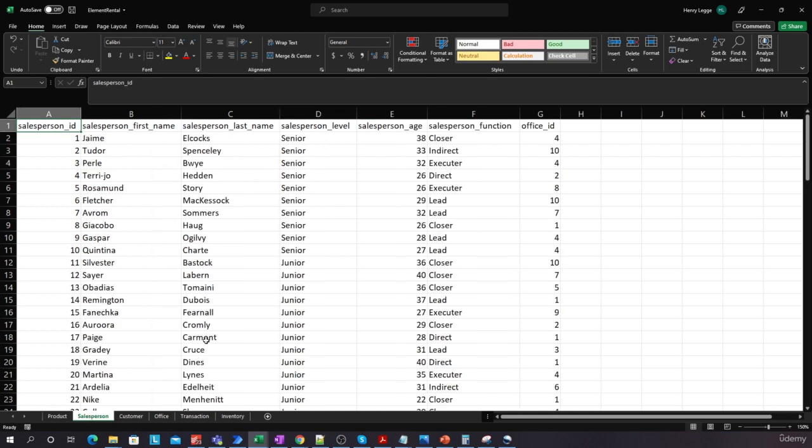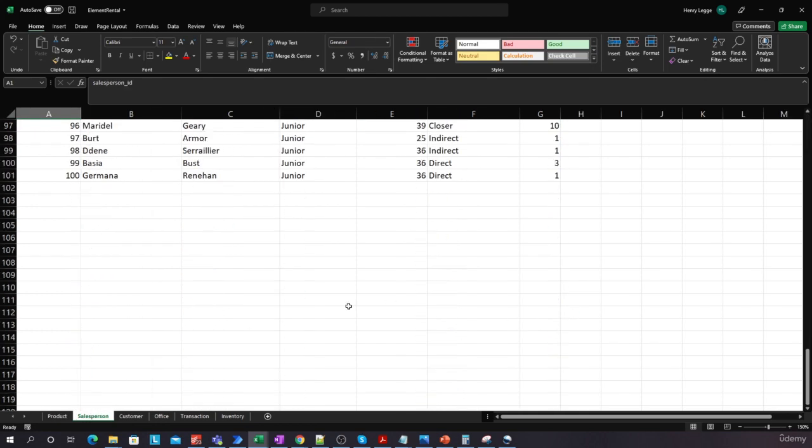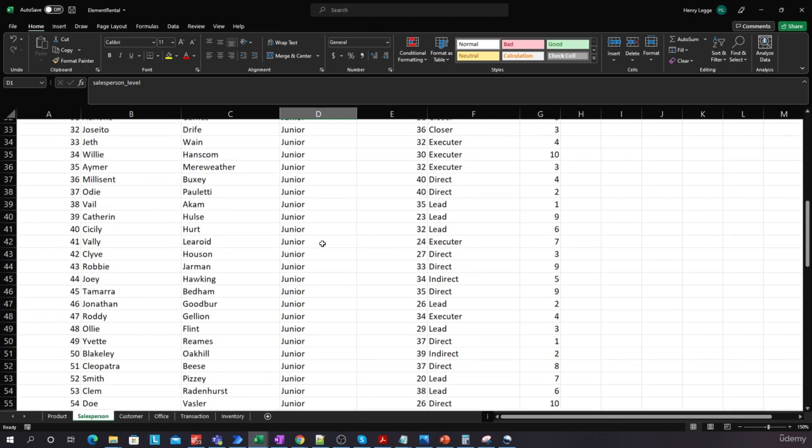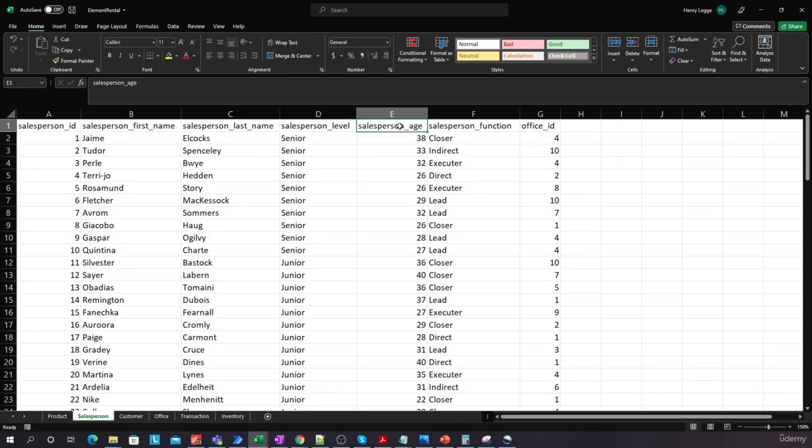We also have a table that lists all of our salespeople, and we can see we have 100 salespeople. We have their first name, last name, and what level they are. There are about 10 seniors and the rest are juniors. We know their age and what function they serve. Some are closers, some are executors, some are direct salespeople, some are lead salespeople, and so on and so forth. We also know the office that they belong to. Now, this is the office that they belong to, not necessarily the office that the customer is in. So we know that Jamie is in office 4 and Tudor is in office 10.